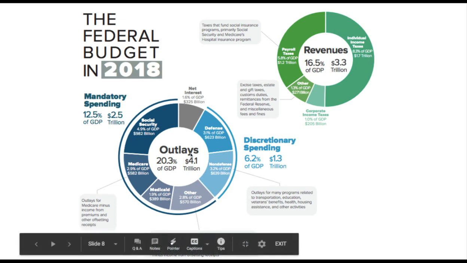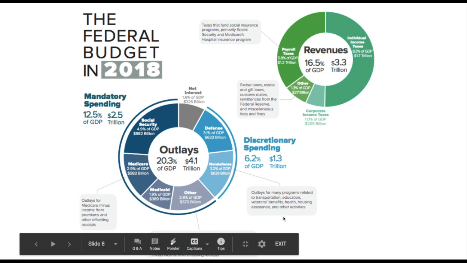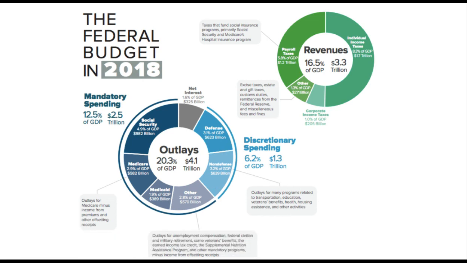So when Congress debates and the public opinion weighs in through the press and things like that, we're really debating about a lot of this blue area over here, which is discretionary spending. And you'll notice that it's almost just a quarter of the total spending. And you'll notice that over here it says things like transportation, education, veterans benefits, health, housing, etc.